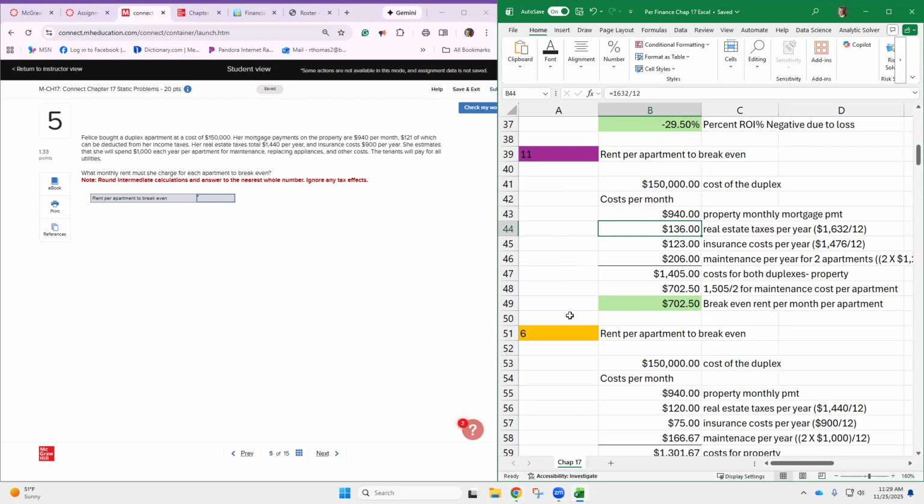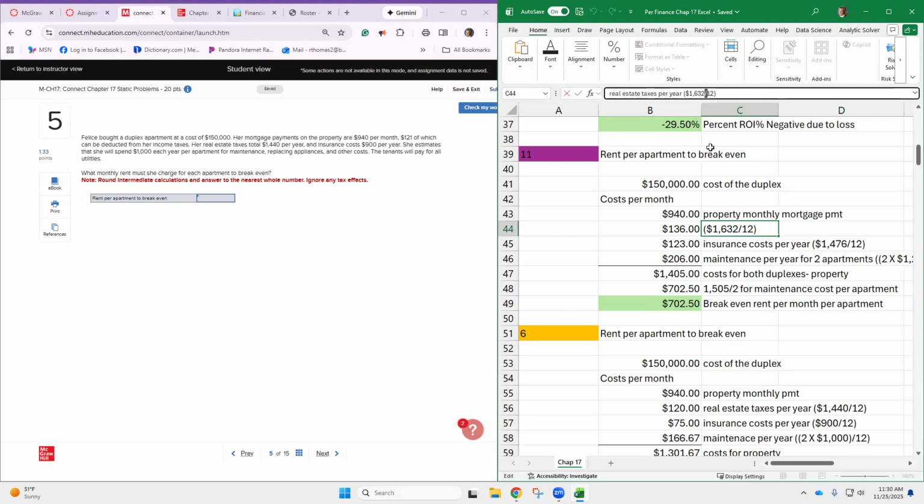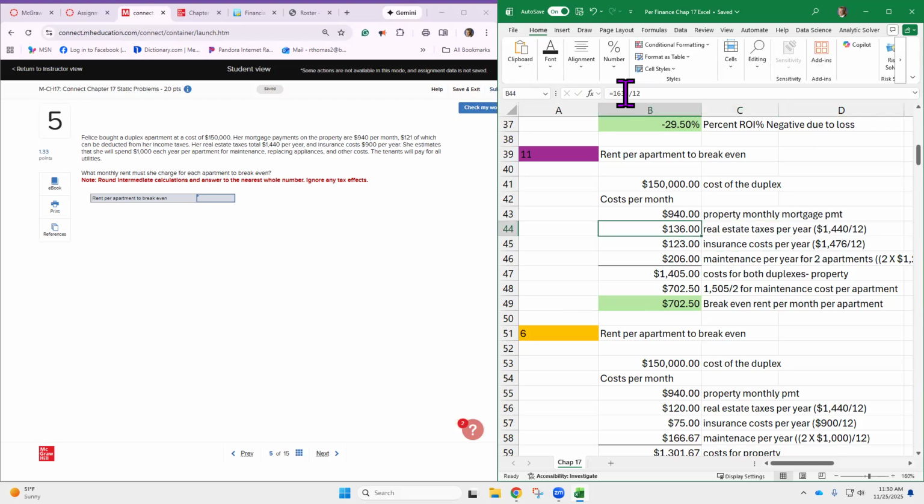Then let's look at the real estate taxes. We get the real estate taxes by the year, but we want it by the month. Okay, so I put this out to the side. My real estate taxes are $1,440 divided by 12. Okay, so we've got to get that to a monthly amount. And they're just trying to make sure you are watching the timing of all these things.